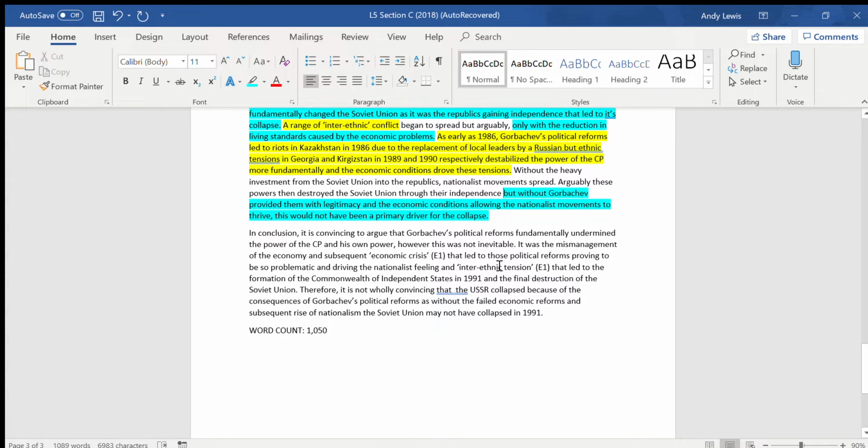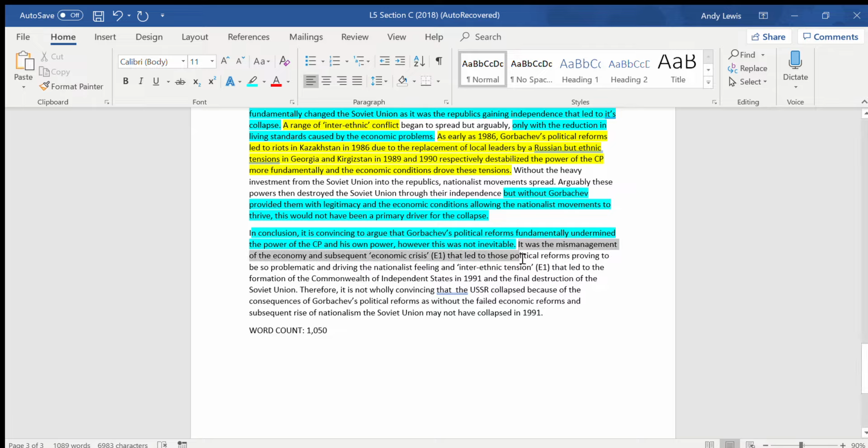In conclusion, it is convincing to argue that Gorbachev's political reforms fundamentally undermined the power of the CPSU, the Communist Party, and his own power. However, this was not inevitable. So they acknowledge why political reforms were important, but then they go on to say this was not inevitable. So clearly they're going to point out something else. What do you think that's going to be based on the rest of their essay? Of course, it's going to be about the economy. They said in their introduction the economy was more convincing. They said in their paragraph about economy that it was more convincing, so that's what we expect to play out.